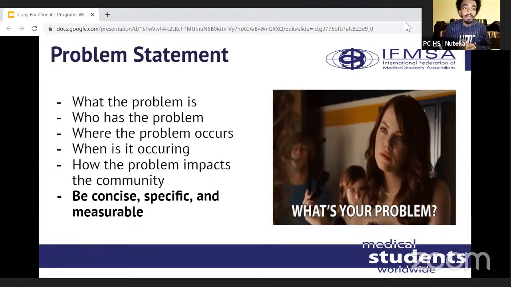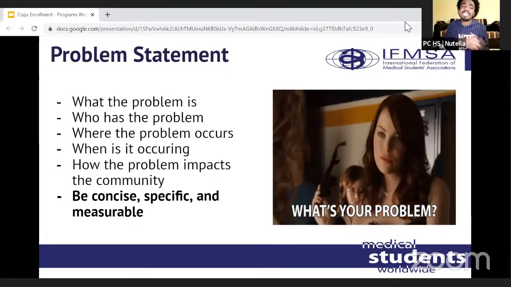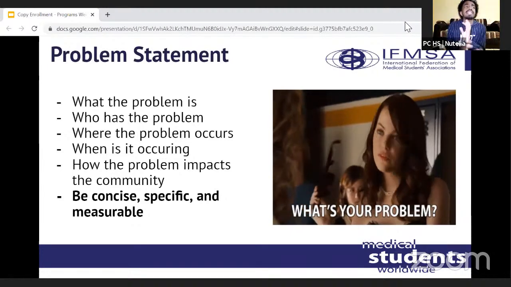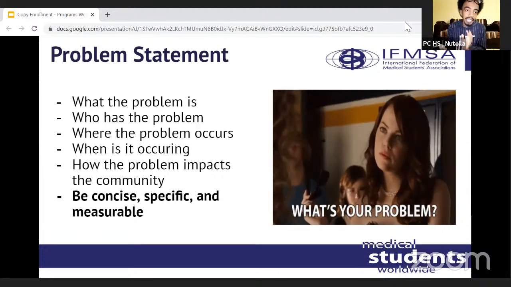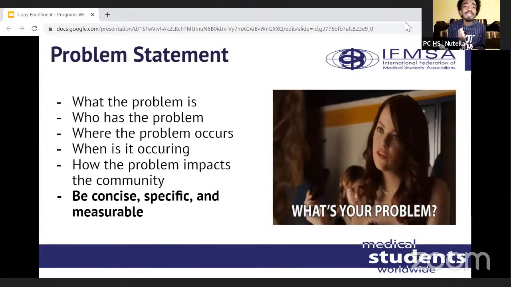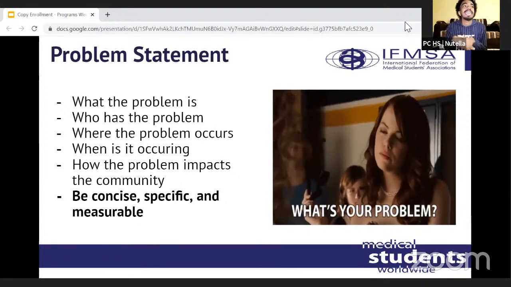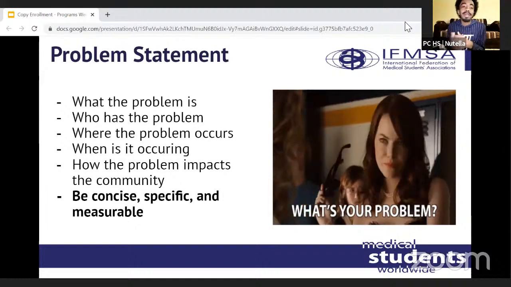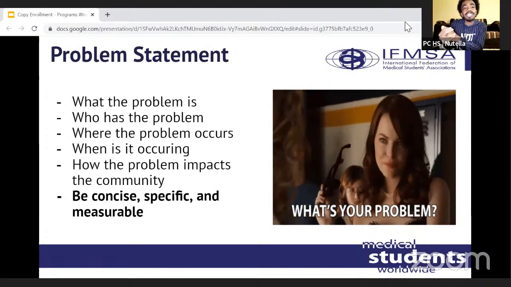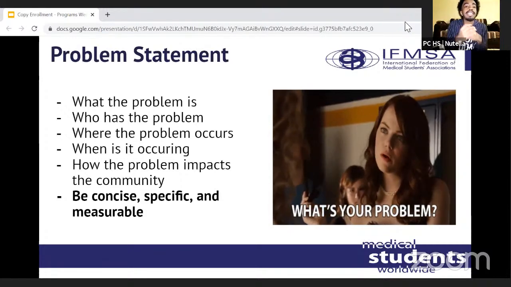When it comes to the problem statement, you need to be concise, specific, and measurable, which means usually we need people to mention the problem clearly, provide a couple of statistics just to make sure that this is an actual problem, and be very specific in what they write, not going on and on about details which are not particularly important for us to understand the importance of this problem and its impact on the community.